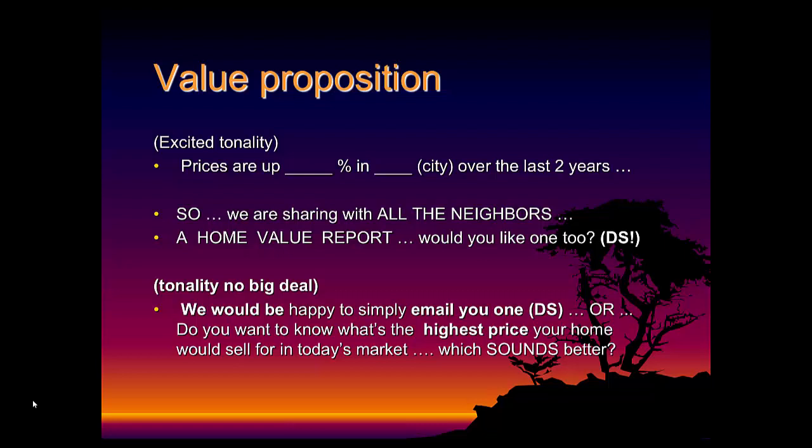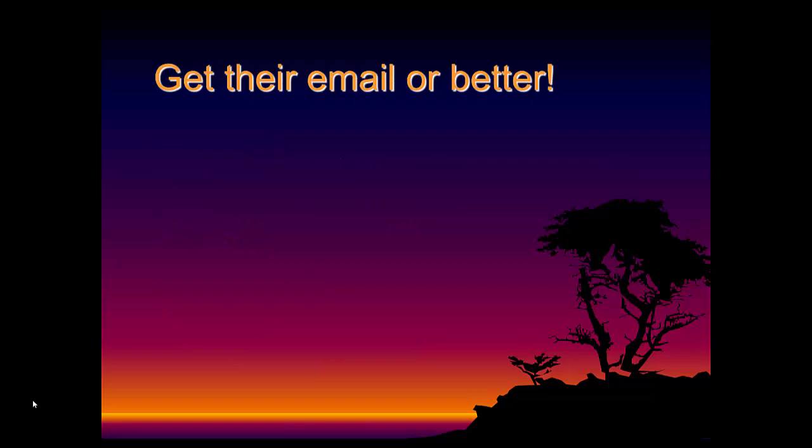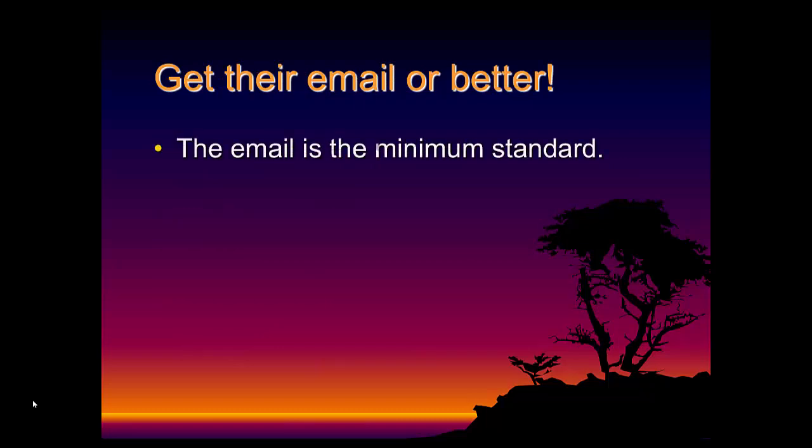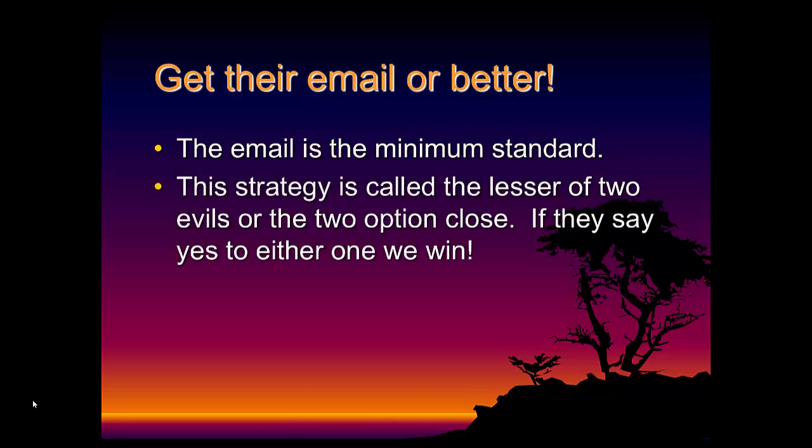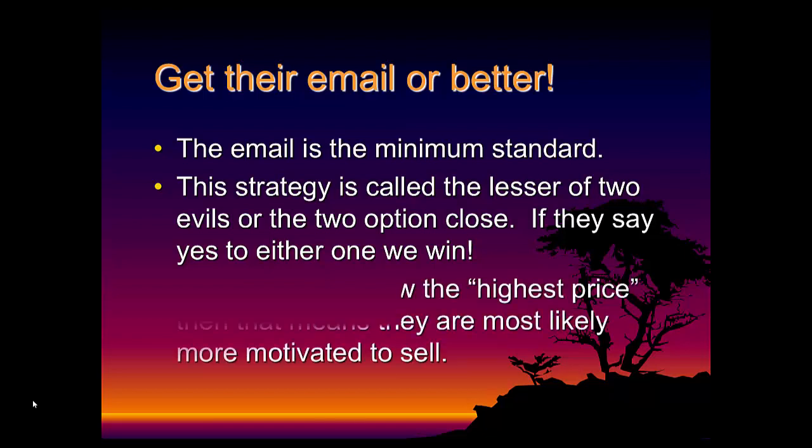So I give them the two-option close here. Both of them, we win. That's what I love about that. Okay, so get their email or better. The email is kind of the minimum standard we want from this particular script, right? I talked about the strategy of the lesser of two evils, or what's called the two-option close. If they say yes to either one of those, we win, which is great, right?